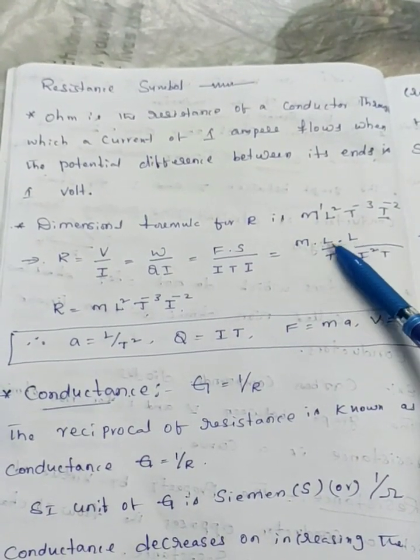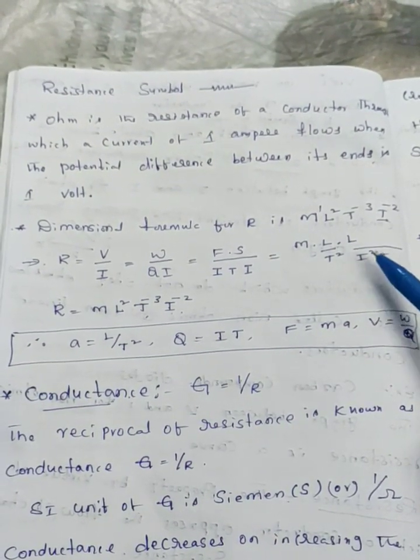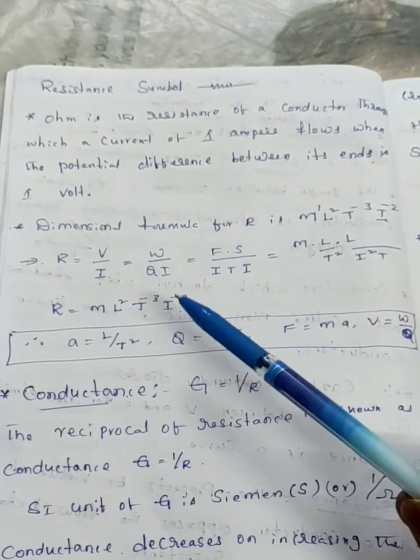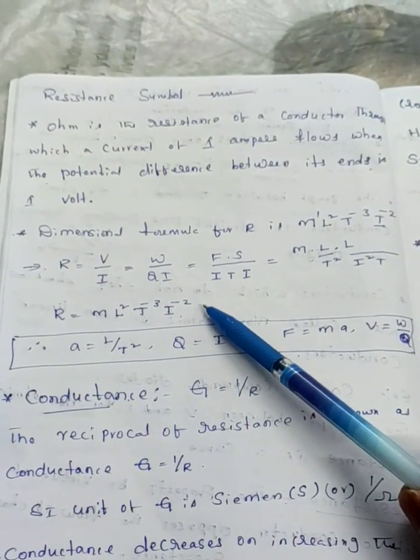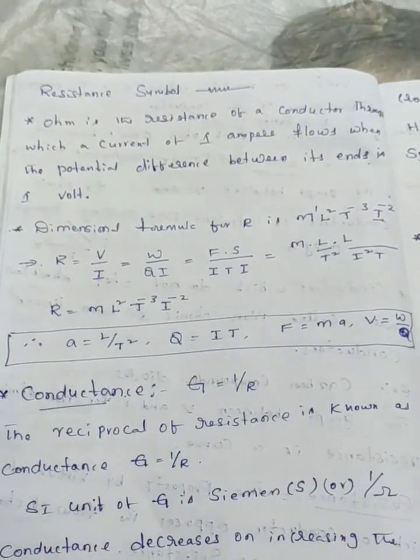Now how will we write it? M power 1, L square. This T square into T is T cube, and it will go up, T to the power of minus 3. I square means I to the power of minus 2. This is the dimensional formula of resistance.